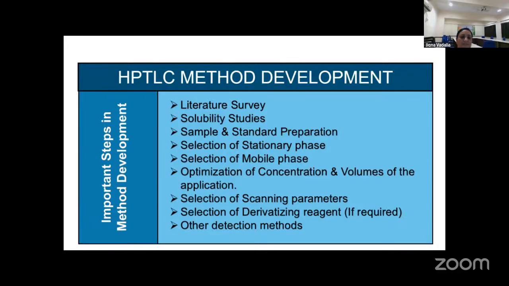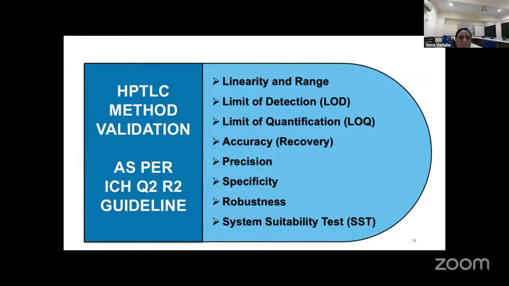Now if my method is developed, then the next step is method validation. So we can validate our method as per the ICH Q2R2 guideline. According to the ICH guideline, we have to perform the linearity, range, limit of detection, limit of quantification, accuracy, precision, specificity, robustness, and system suitability test. So these are the parameters for the validation of the method.